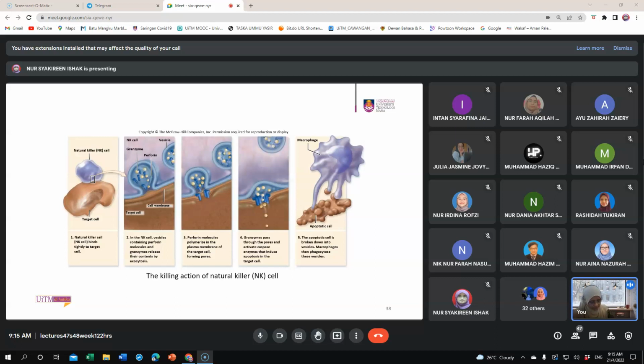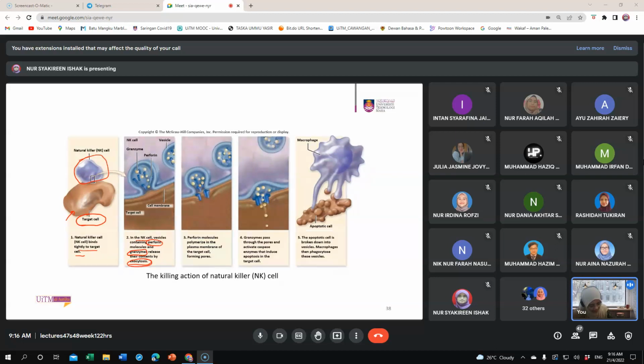So here you have the NK cell, and this is the target cell, the infected body cell. The NK cell binds tightly to the target cell, and then in the NK cell, vesicles containing perforin, the protein that will form pores. Just like the antimicrobial protein, the complement system inserts into the plasma membrane of the pathogen, but this one inserts into the plasma membrane of the infected body cell, perforin, and forms pores. And then the next molecule, granzyme, is inserted into the infected body cell, released by exocytosis.